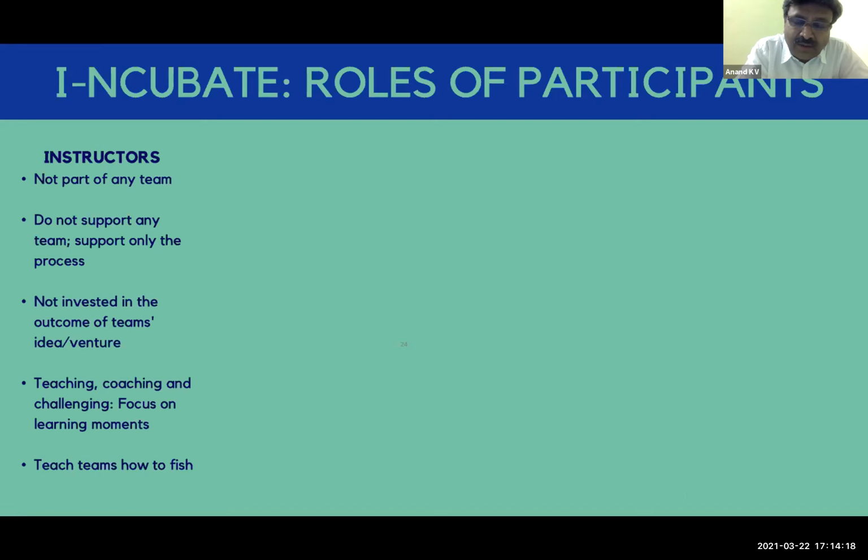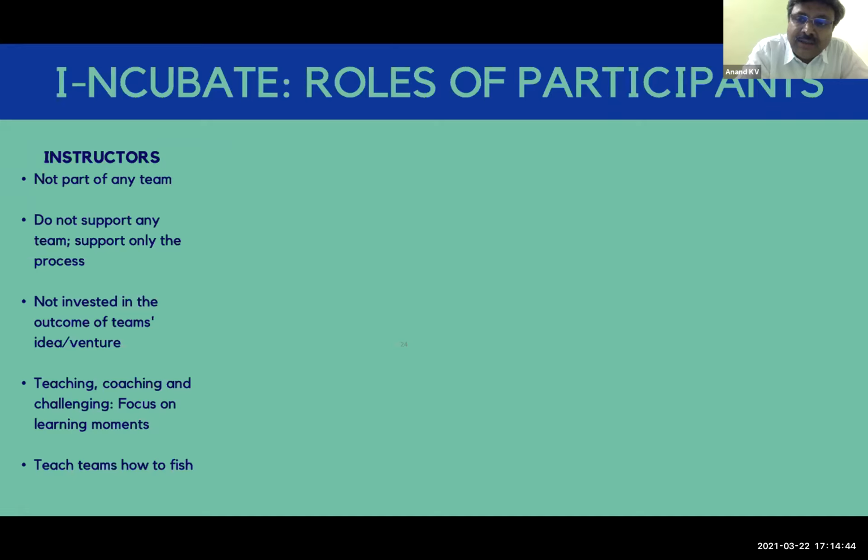So the instructors are not part of any team, and they do not directly support any one team. They support the process. What we really mean is the lean startup framework and the customer discovery process is something that people are experiencing for the first time when they are attending this program. And the instructors are the custodians of the process. So they stay true to the process.